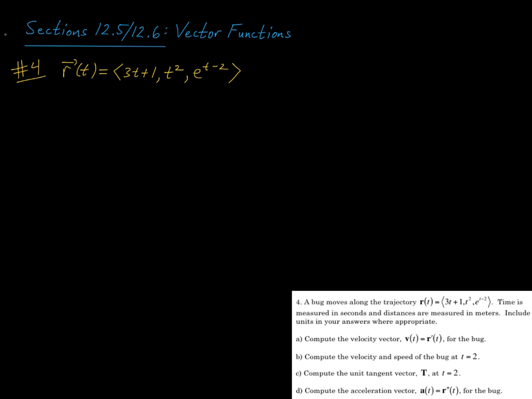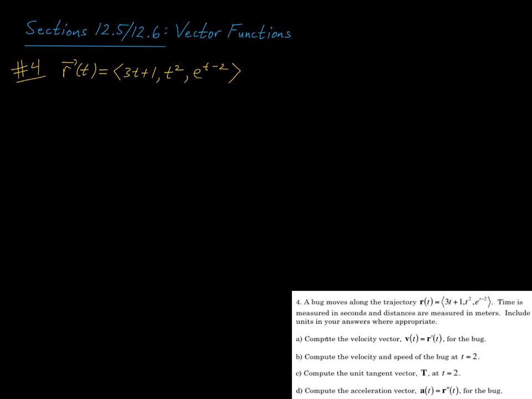All right, question 4 says a bug moves along the trajectory described by this vector function r of t, whose components are 3t plus 1, t squared, and e to the t minus 2. Times are measured in seconds and distances are measured in meters. Include units in your answers where appropriate.